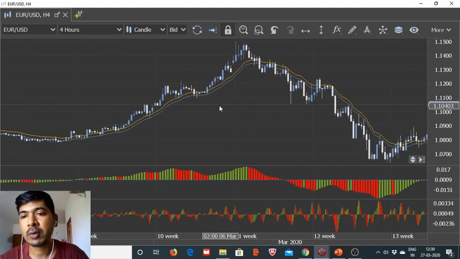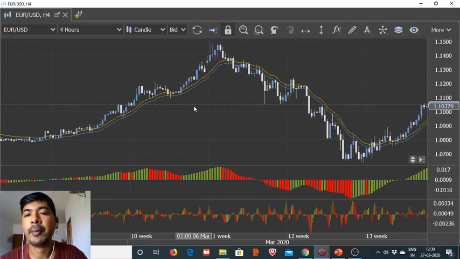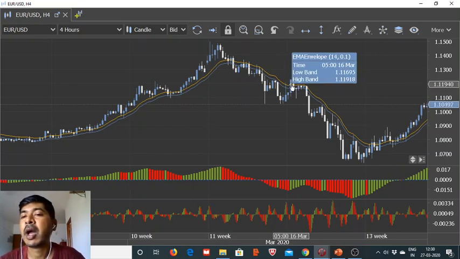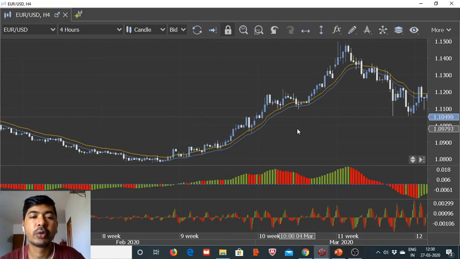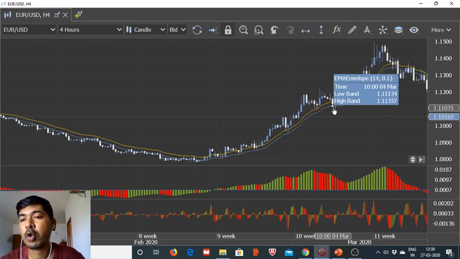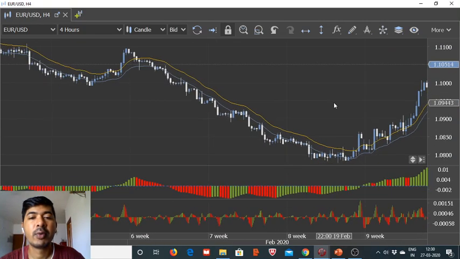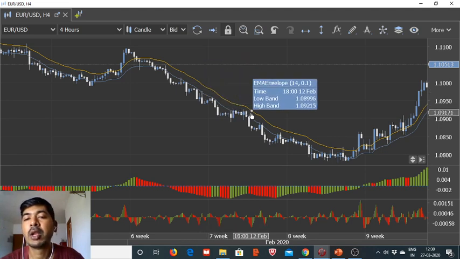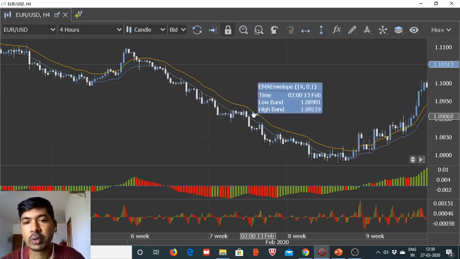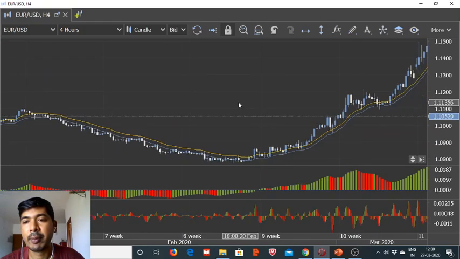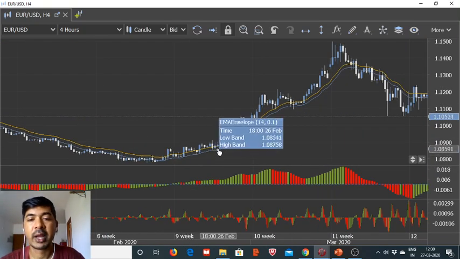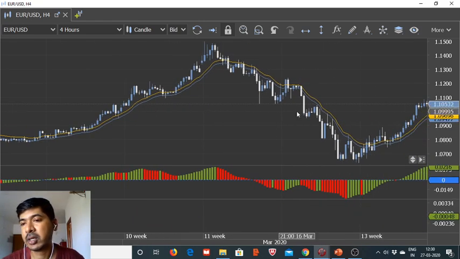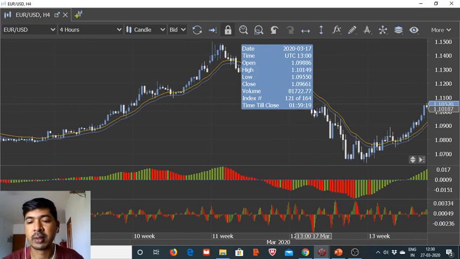And also we will want to ensure that the candle close is not above the high band for the sell trade, and the candle close should not be below the low band for the buy trade. So we want to make sure that the momentum is on our side, so the selling will happen only when the candle close is below the upper band, and buying will happen only when the candle close is above the lower band. So we will add this condition for today's setup.